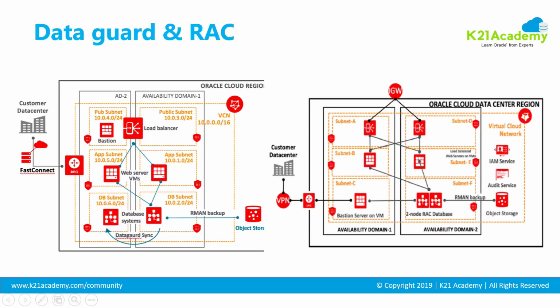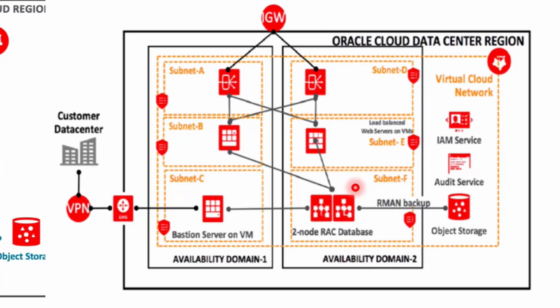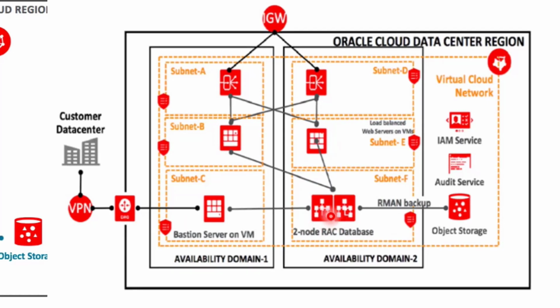Or you can have a RAC, that's a Real Application Cluster database, which is represented here. So you have a two node RAC database for high availability within the same availability domain. Oracle automatically puts them into different fault domains.